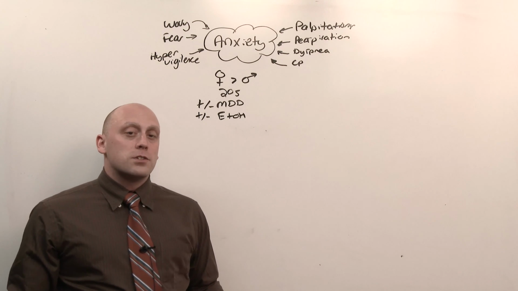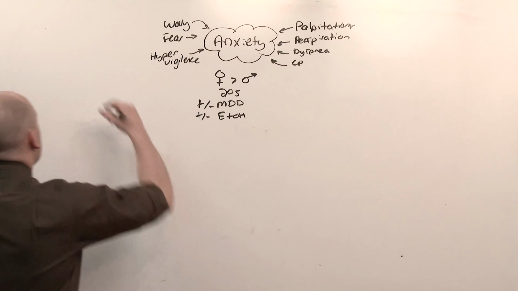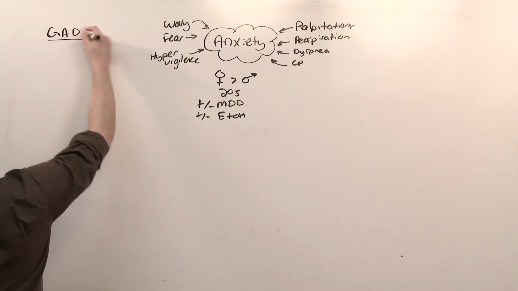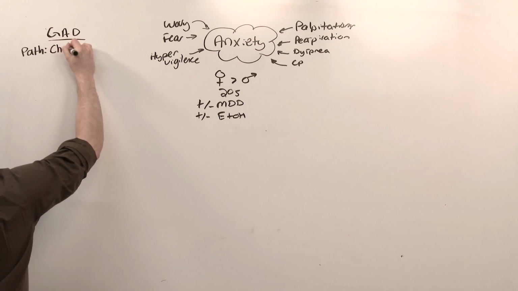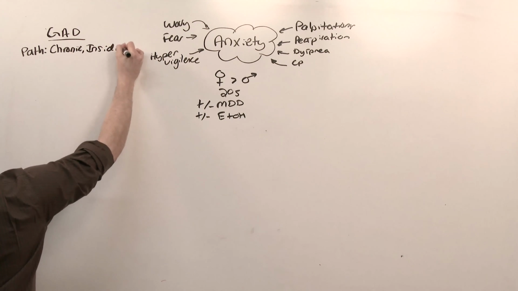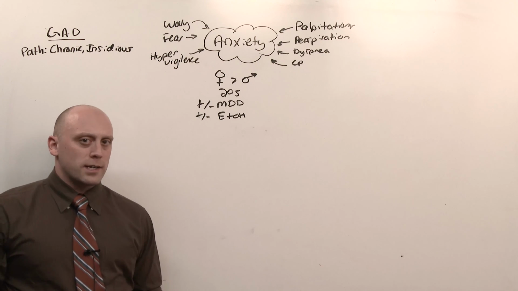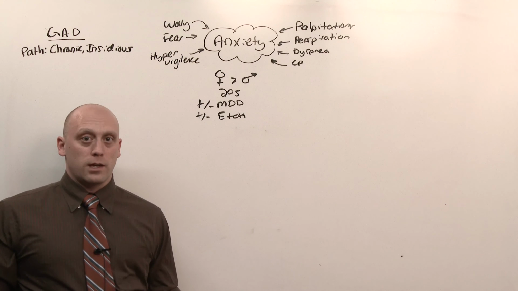Let's tackle first generalized anxiety disorder and compare it to panic attack. Generalized anxiety disorder. Right? Generalized. The pathology is going to be a chronic, low-level, insidious amount of anxiety. And that's the key here. Generalized anxiety disorder is chronic. It's a low level of anxiety all the time about most things.